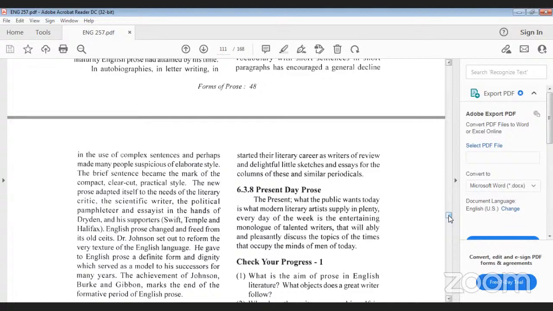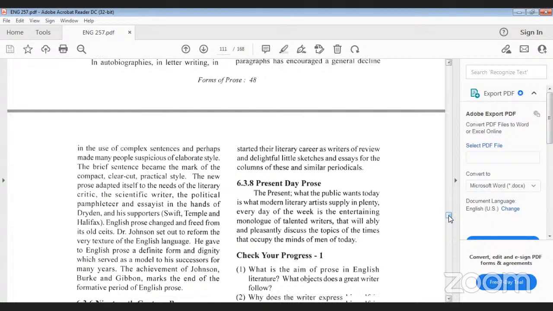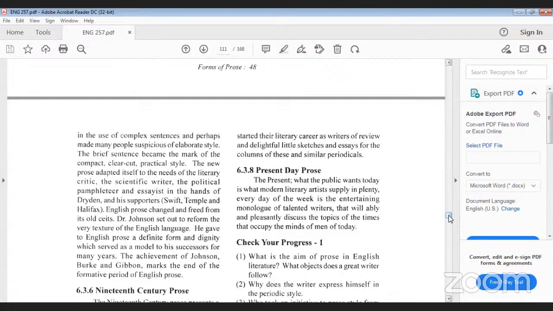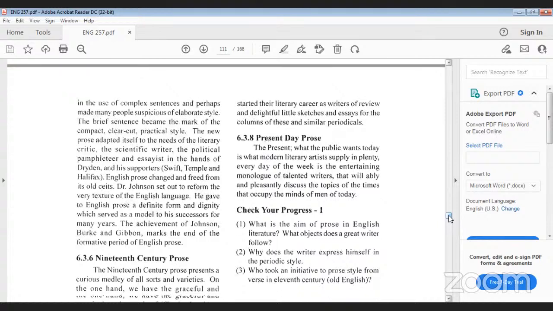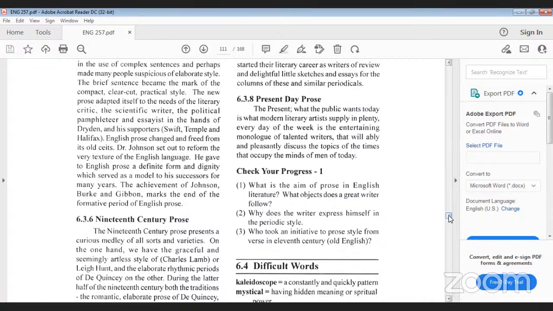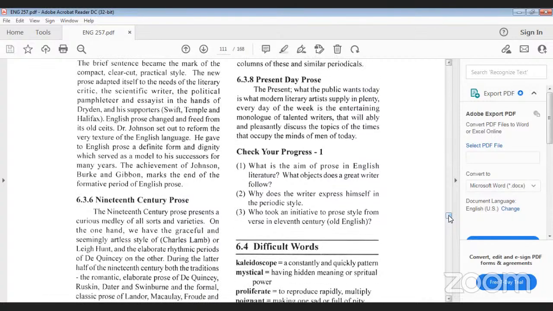The new prose adapted itself to the needs of the literary critic, the scientific writer, and the political pamphleteer, and was placed in the hands of Dryden and his supporters Swift, Temple, and Halifax. English prose changed and was freed from its old styles. Dr. Johnson set out to reform the very texture of the English language. He gave English prose a definite form and dignity. The achievement of Johnson, Burke, and Gibbon marks the end of the formative period of English prose.